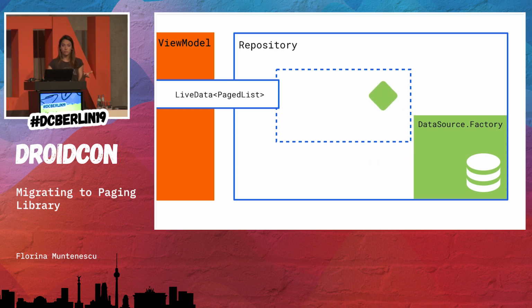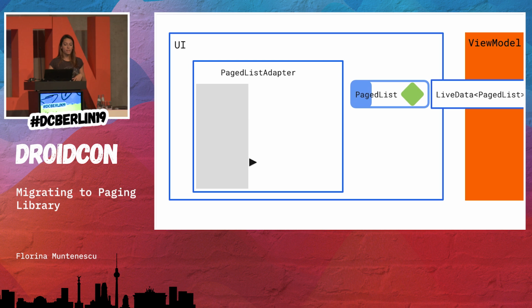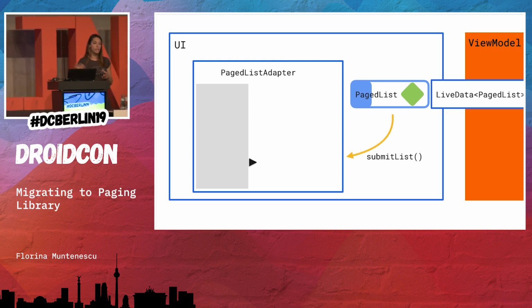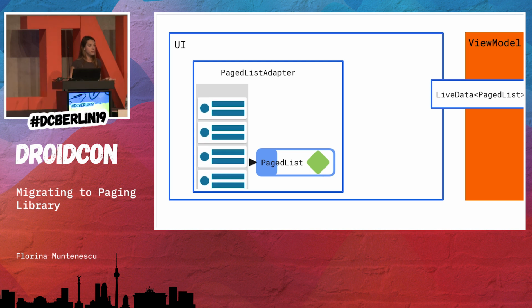The data source is returned. And then the data source loads the initial data, so that data that we saw that we can set. Once this is loaded, a PagedList object is created that holds that initial data and the data source. So this is passed to the LiveData, and it gets all the way to the UI in the PagedListAdapter, where we're calling submitList. So now our items are in the RecyclerView.